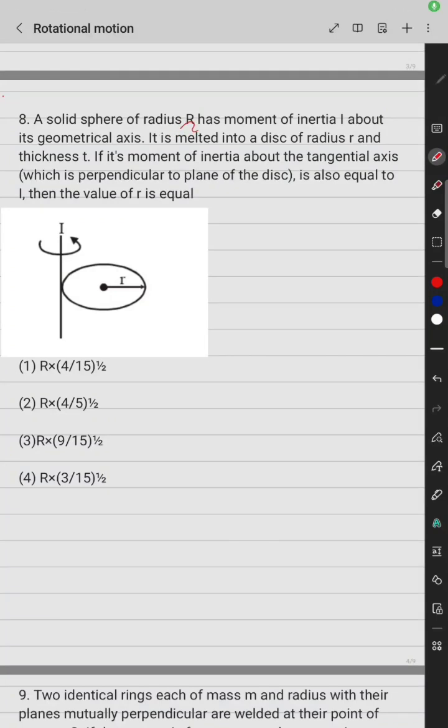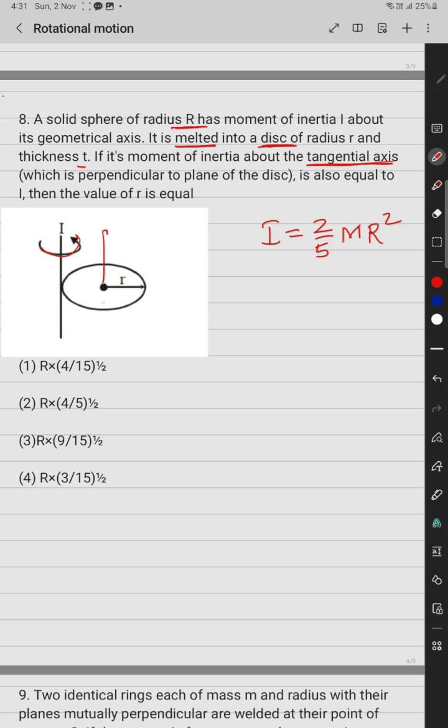A solid sphere of radius R has moment of inertia I. That means the moment of inertia of the solid sphere is 2/5 mass into radius squared. Now it is melted into a disc. The disc has thickness t, and we want the moment of inertia about the tangential axis.